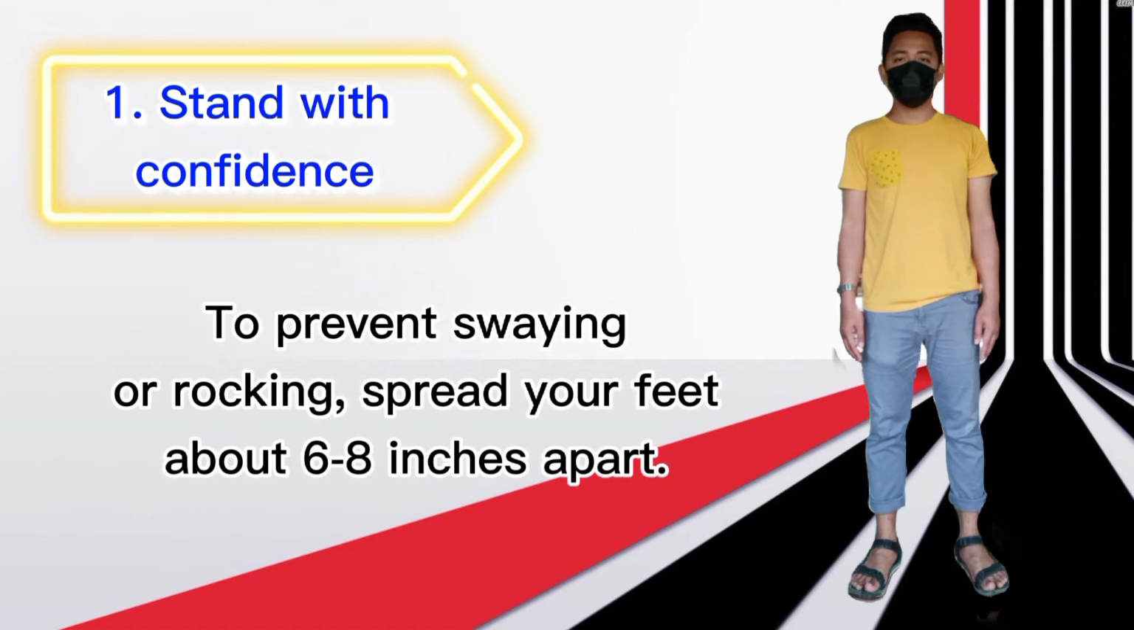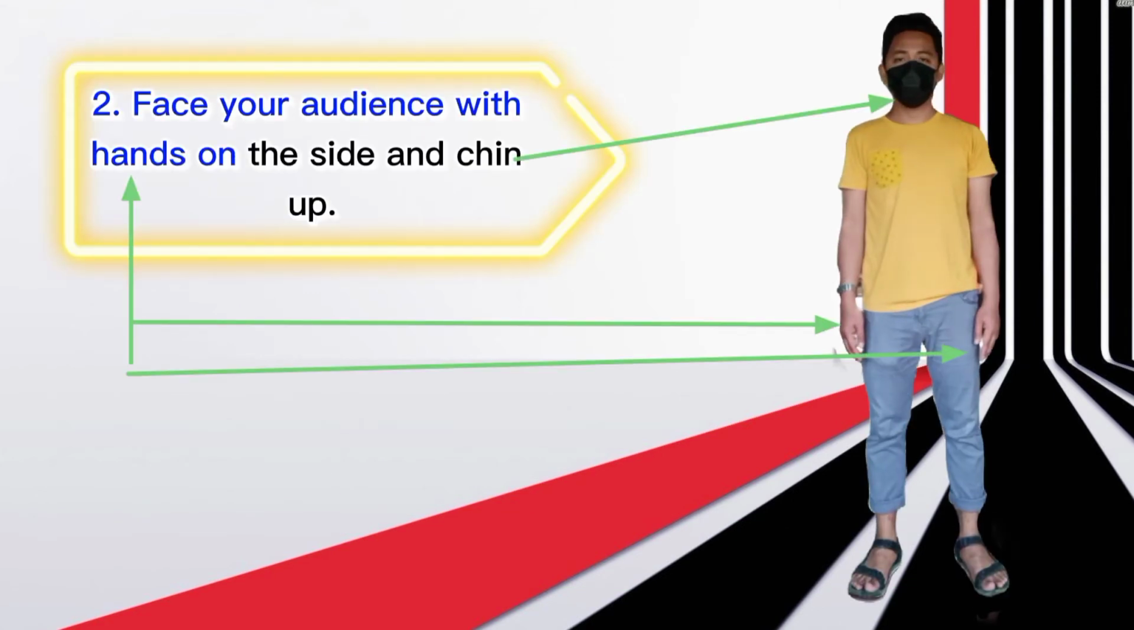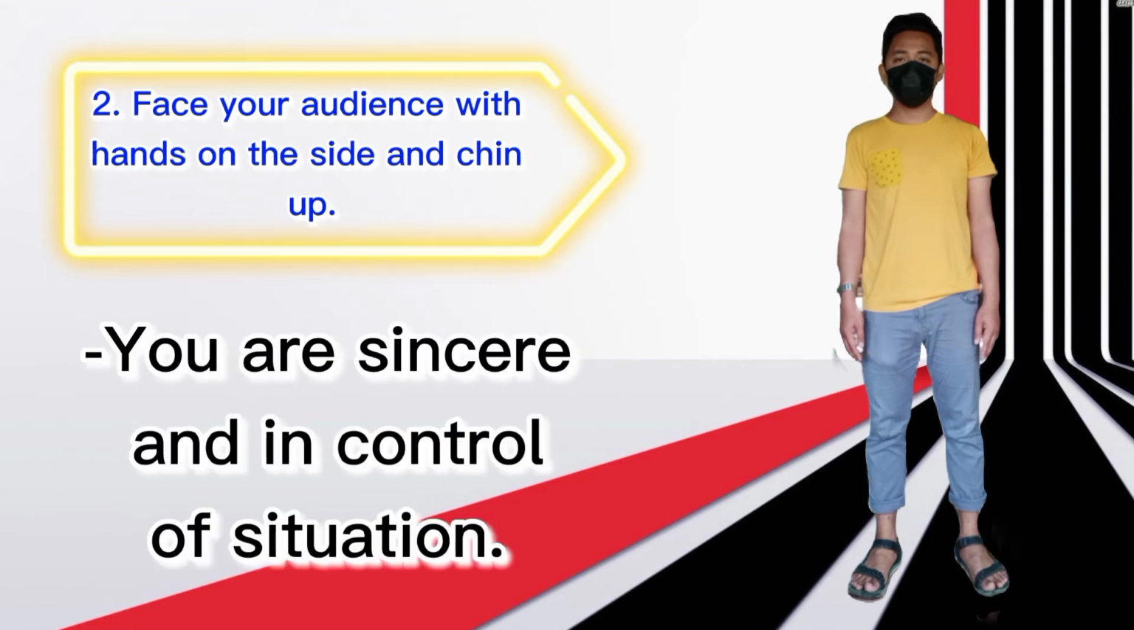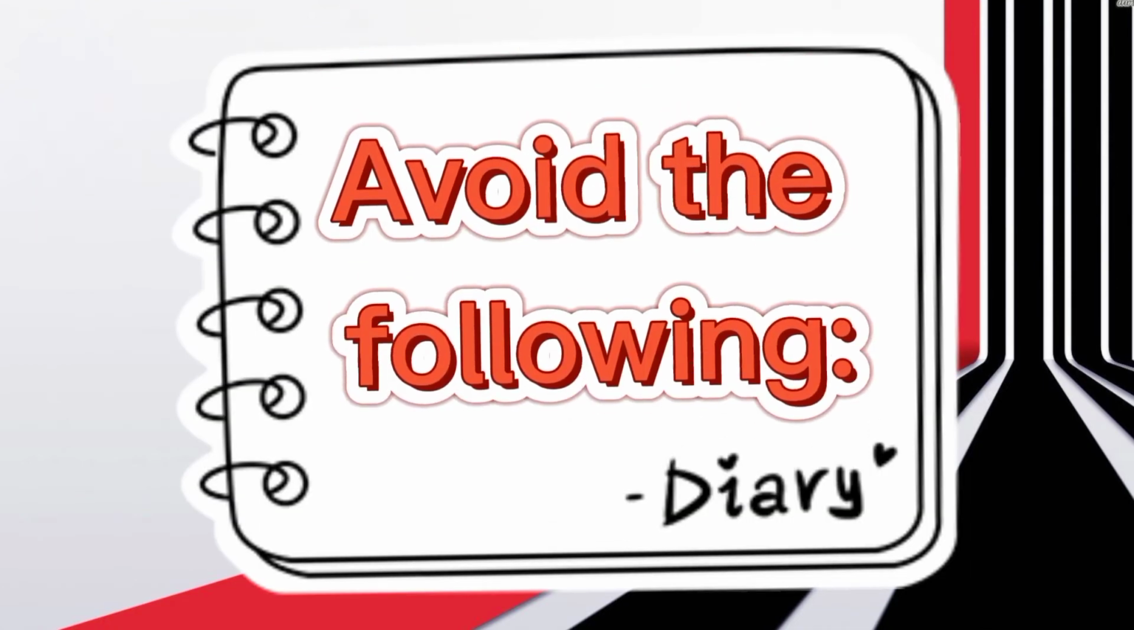To prevent swaying or rocking while talking in front of others, spread your feet about 6 to 8 inches apart, parallel to each other to achieve a comfortable speaking position. Number 2. Face your audience with your hands on the side with your chin up. This will help you appear sincere to your audience and give the impression that you are in control of the situation. In addition, you have to remember always to avoid the following as much as possible.